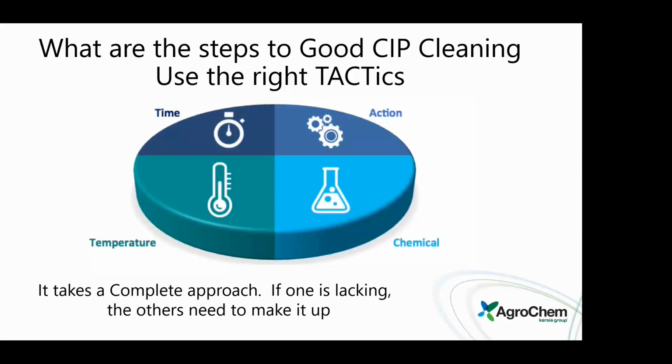It takes that complete approach. If one's lacking, we definitely need to make up for it. Using a pie chart's a good example for this. If we pull some of it out, it does have to be filled in with one of the other three that way.